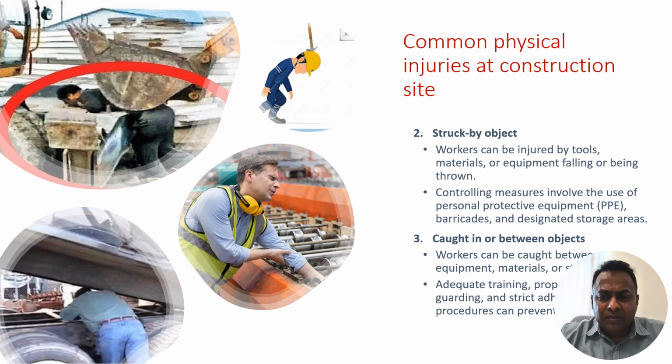The second is struck by object. A worker can be injured by tools, material, or equipment falling or being thrown. Control measures involve the use of PPE, barricades, and designated storage areas. Caught in or between objects: a worker can be caught between equipment or material. Adequate training, proper guarding, and strict adherence to procedure can be preventive.